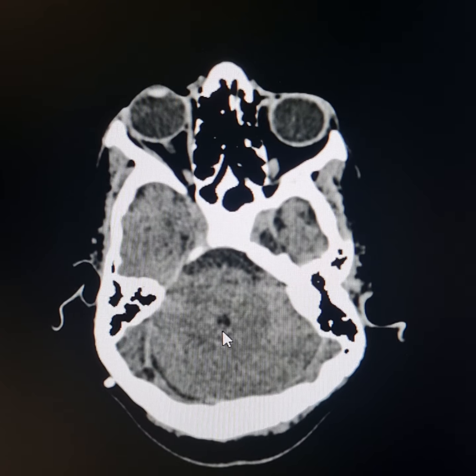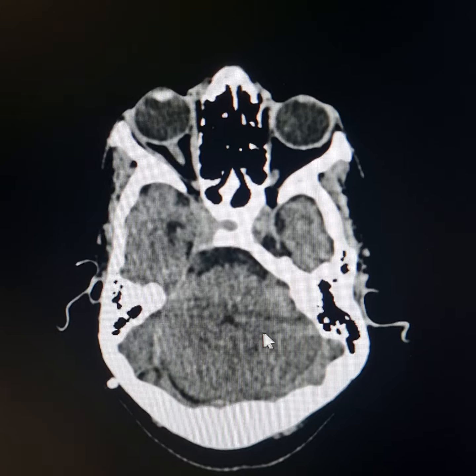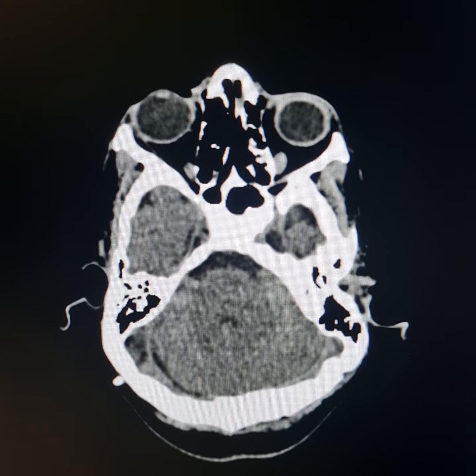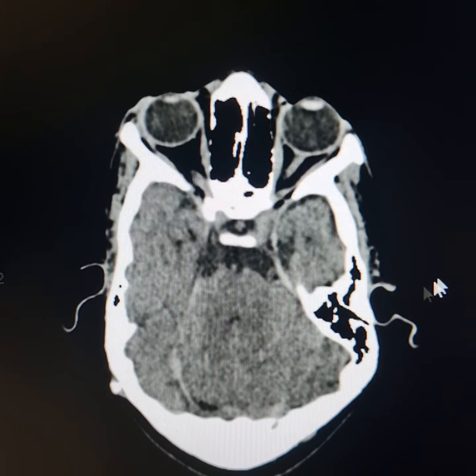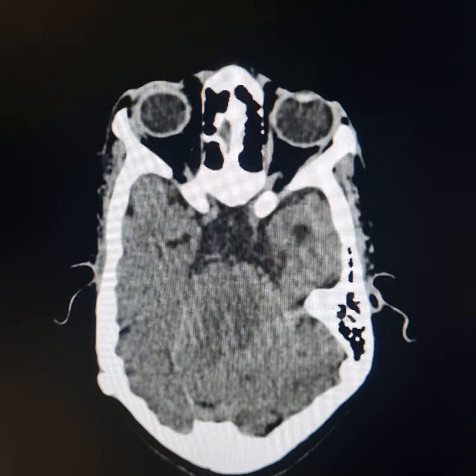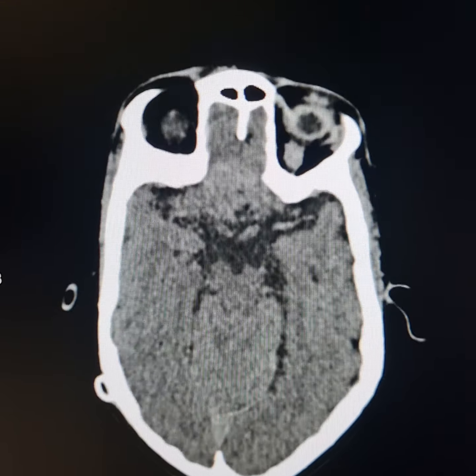Now please observe, this is the fourth ventricle, which is narrowed. Cerebellar hemispheres are normal. Higher up there is aqueductal stenosis. I will show you this on the sagittal scans later on.